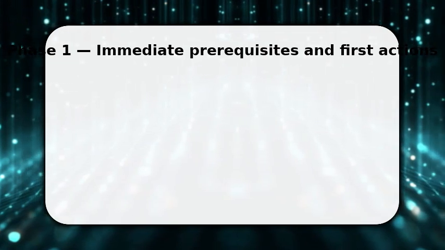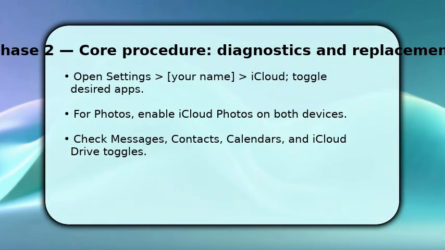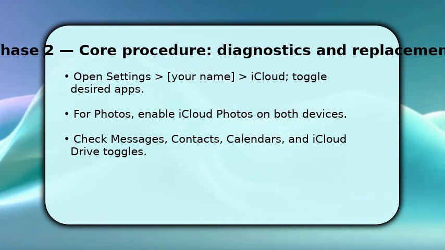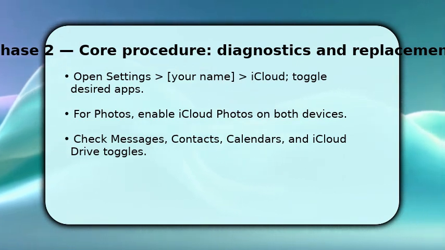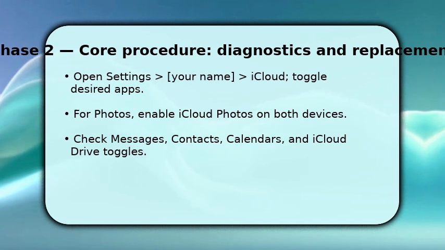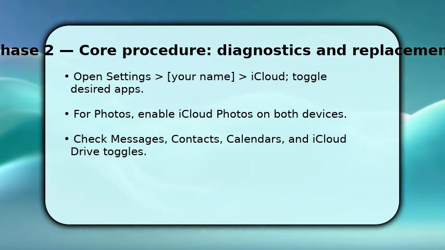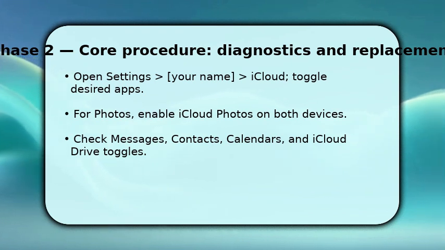Now you open Settings, tap your name, then iCloud, and toggle each app you want to sync. This is where choices matter. For photos, enable iCloud Photos so libraries merge. For messages, toggle Messages in iCloud to keep threads consistent. Make sure iCloud Drive is on for documents, and verify contacts and calendars are chosen to avoid duplicates.